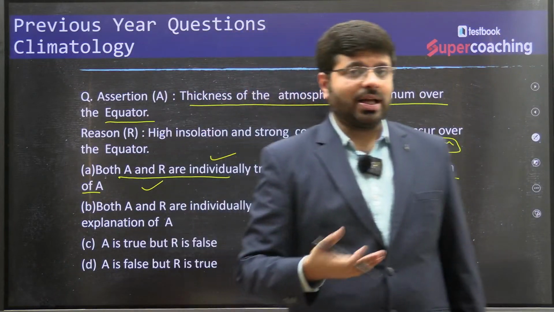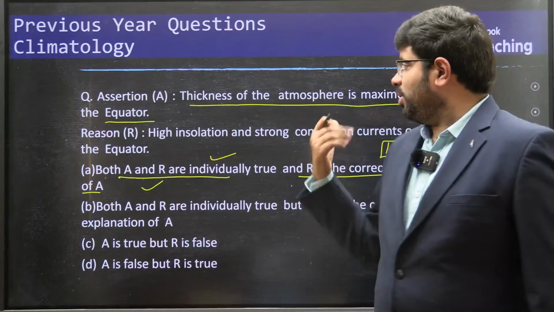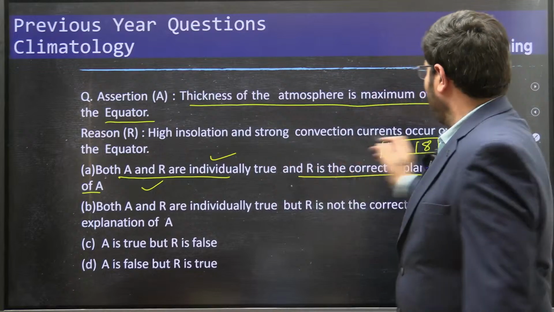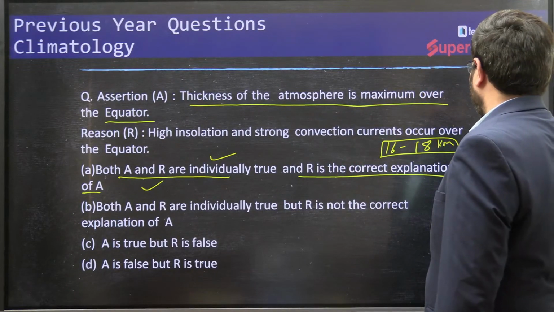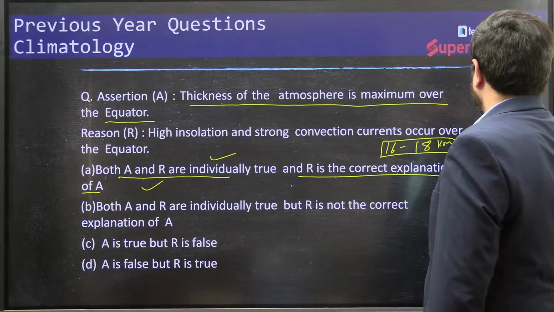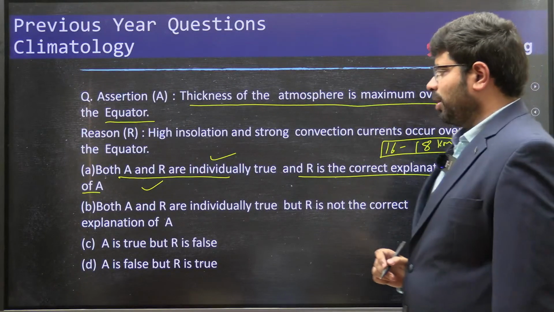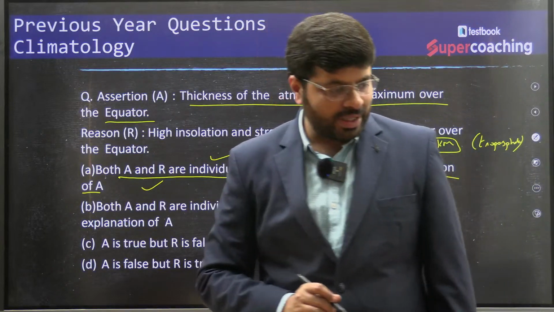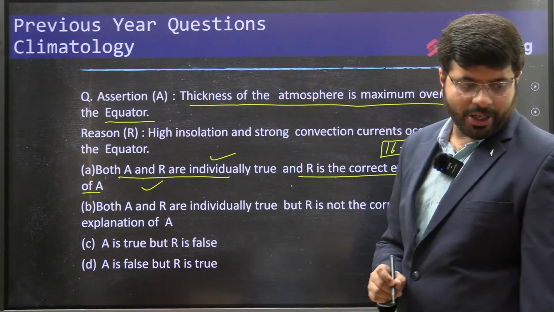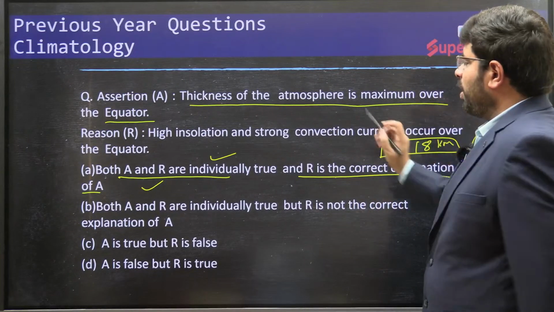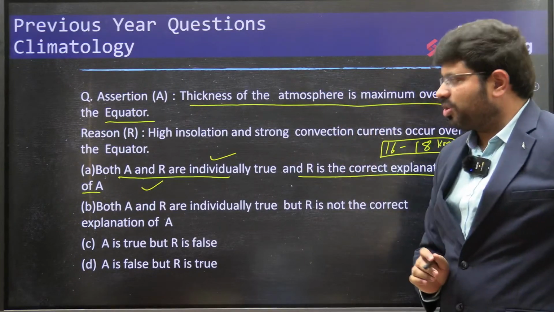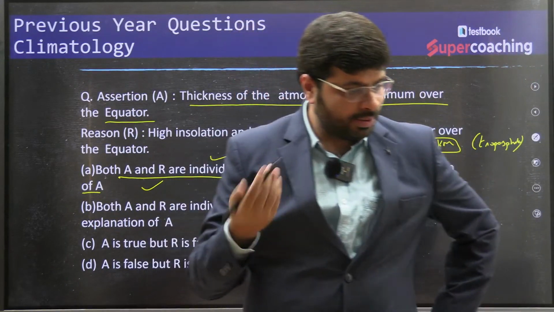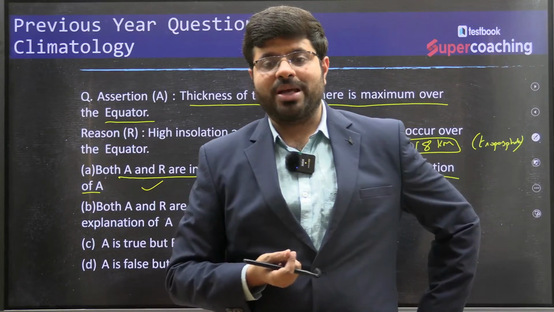Why do you think the higher insolation makes the atmosphere thicker at the equator? This is more about the troposphere. We are not talking about the complete atmosphere, but the troposphere here in general. Why do you think such a process is happening?